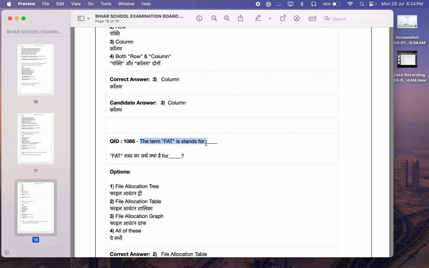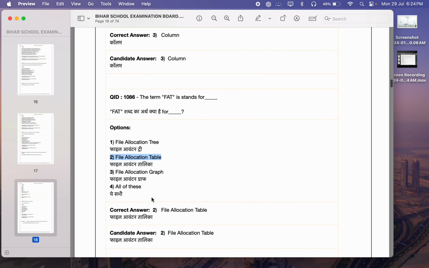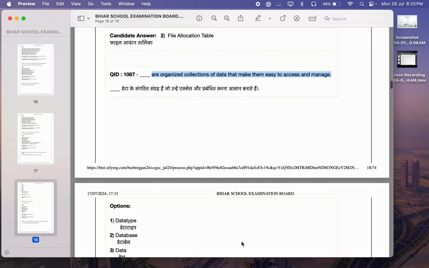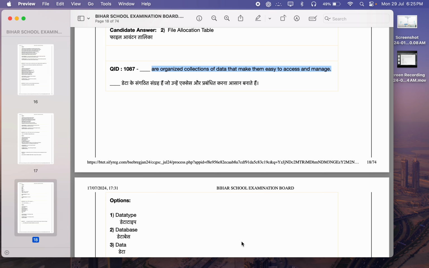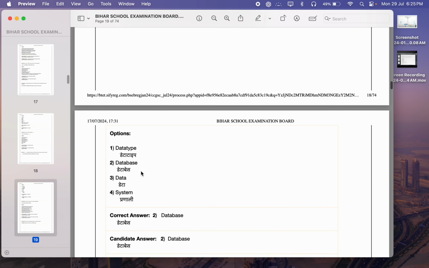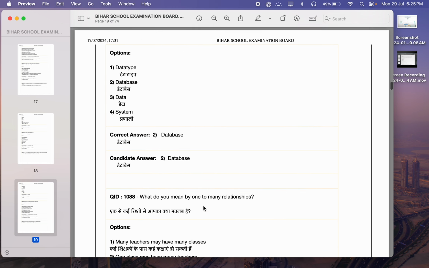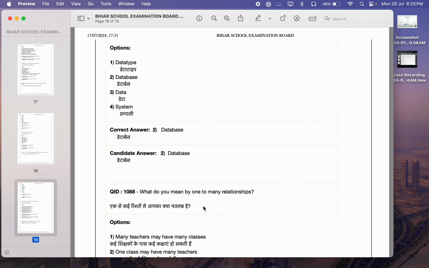The term FAT stands for file allocation table. So two is correct. What is an organized collection of data that makes it easy to access and manage? A collection of data is a database actually. So the answer is database. What do you mean by one to many relationship? So what does one to many relationship mean?